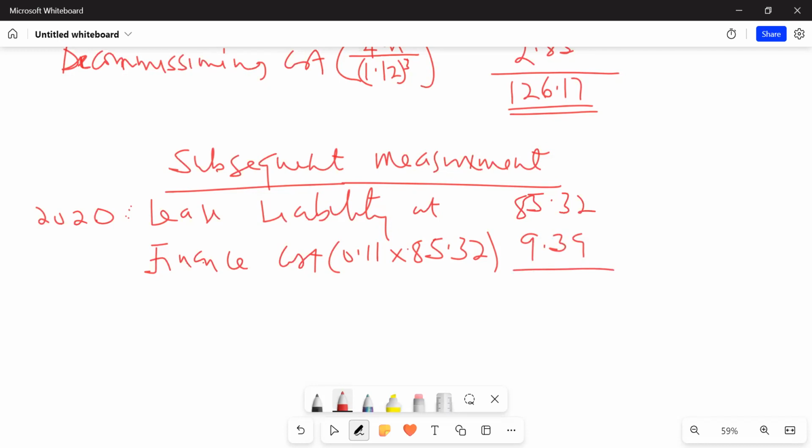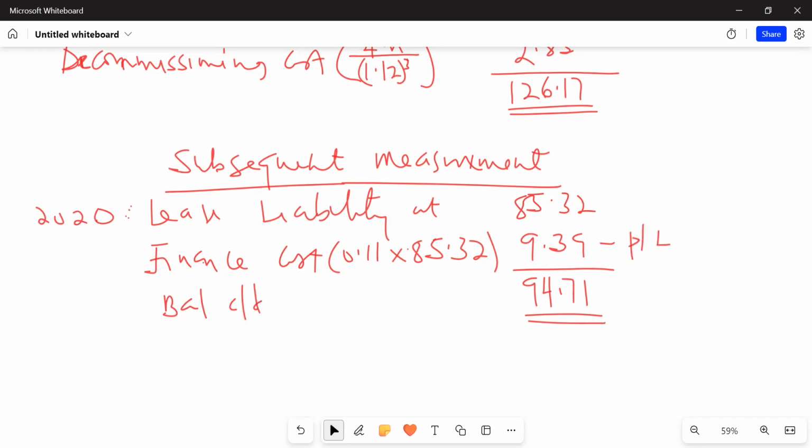So what will be the total amount that you are going to be owing them for the 2020 year? 94.71. This one will be the balance carried down for the year. It is next year that you are going to pay 38.5 out of it. So this is the liability for this year, and this is the finance cost, which will go to profit or loss.